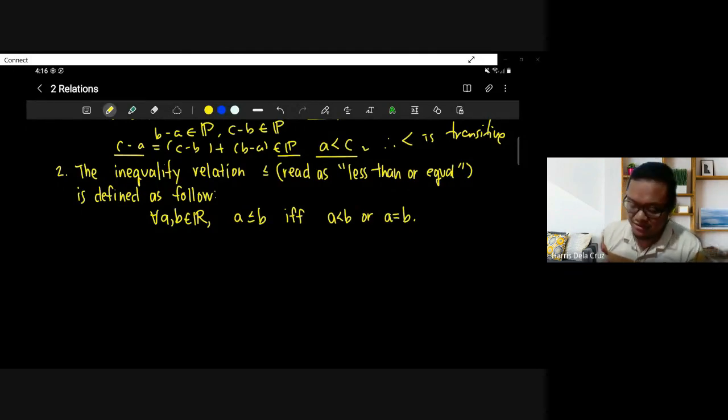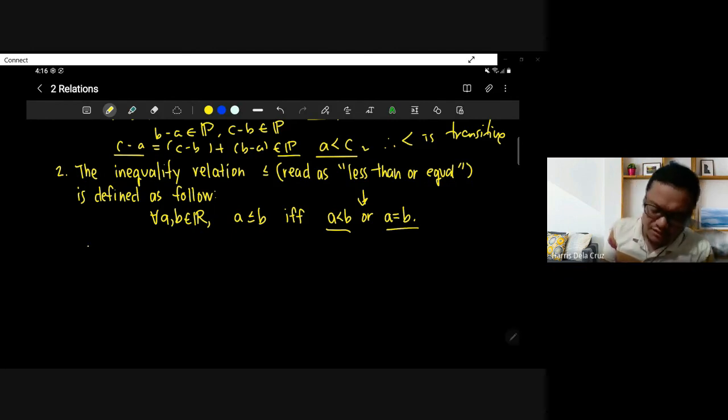So ang ibig sabihin nun, again, to remember, ang ibig sabihin ng A is less than or equal to B, it's either A is less than B or A is equal to B. This "or" here is still the logical operator or. So pwedeng A is less than B, pwedeng A is equal to B. Yun yung ibig sabihin ng A is less than or equal to B. So ganun ulit. So is it an equivalence relation?